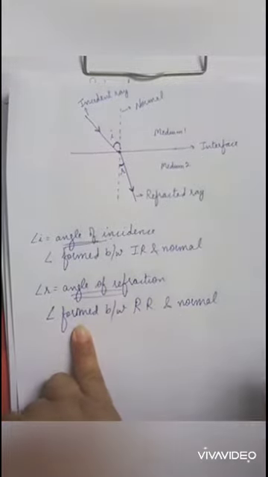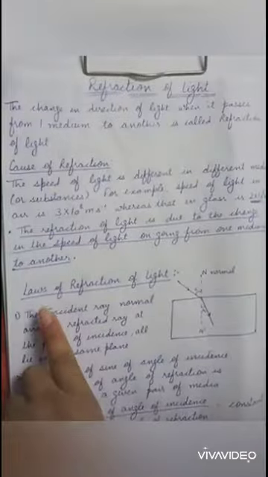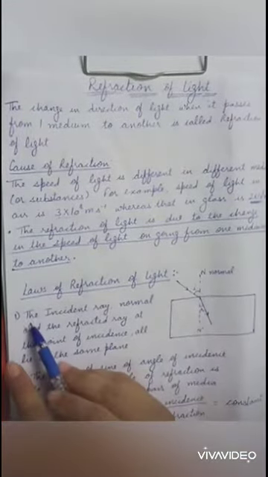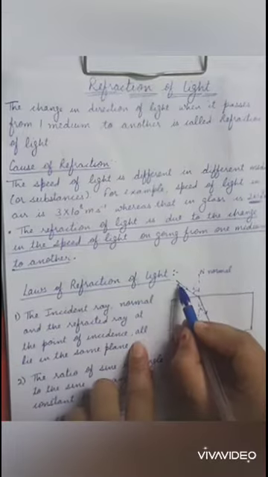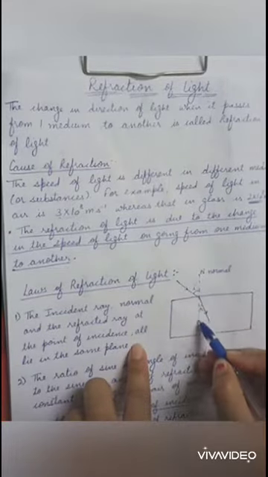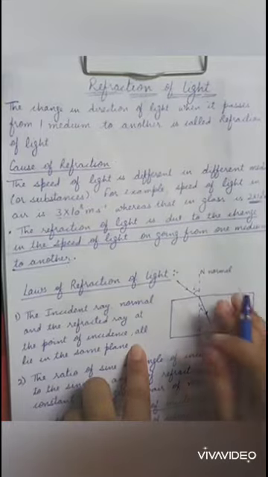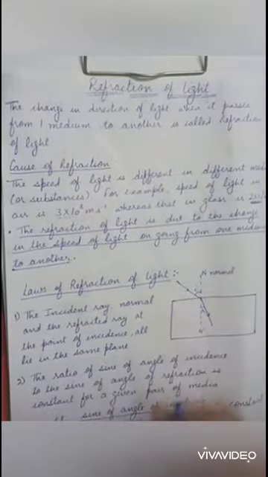Okay, now let's start the laws of refraction of light. According to the first law of refraction of light, the incident ray, the normal, and the refracted ray all lie in the same plane. Okay.